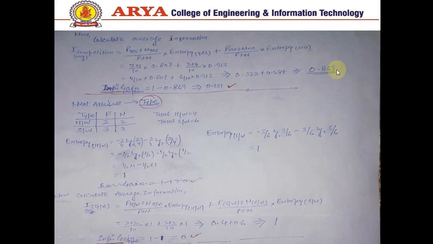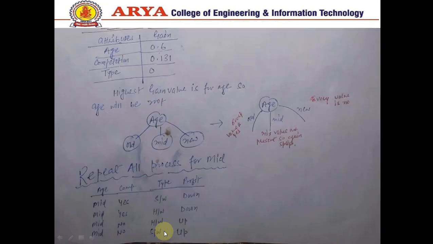So here we calculated average information by using the formula P of yes plus N of yes by P plus N into entropy of yes. In the same manner, P of no plus N of no by P plus N into entropy of no. We have already calculated all the values. So we get average information for competition as 0.869, and then we calculate information gain for competition by applying the formula entropy minus average information. So here we get 0.131.